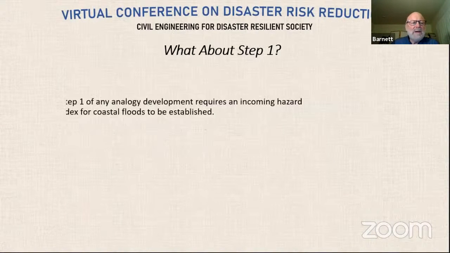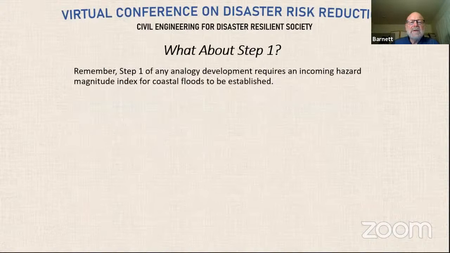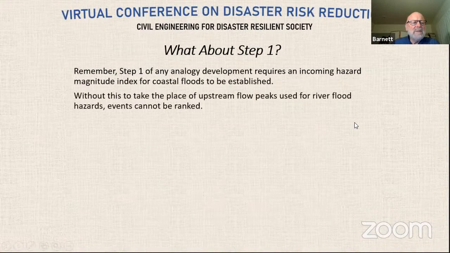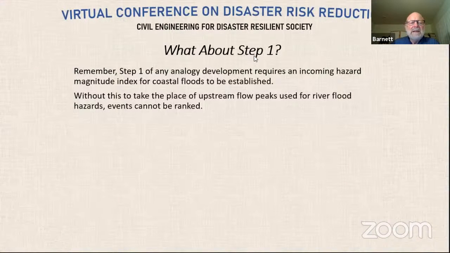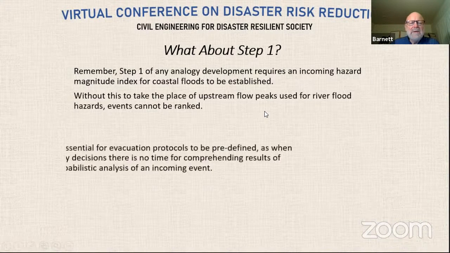So going back to step one, we haven't mentioned step one yet. That requires an incoming hazard magnitude index for coastal floods to be established. Without this, to take the place of upstream flow peaks, which we use for river flood hazards, events cannot be ranked.